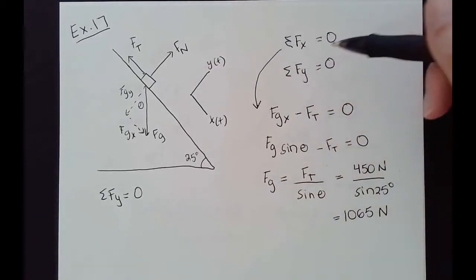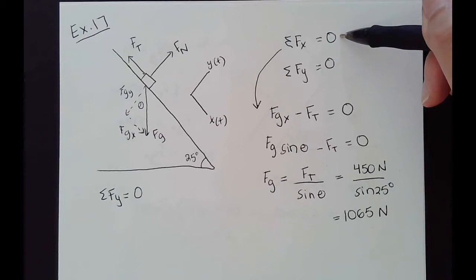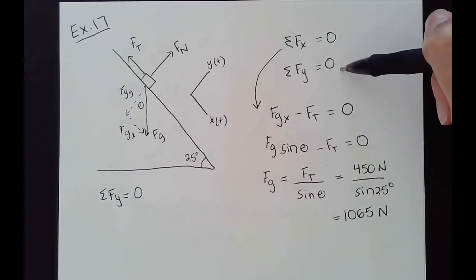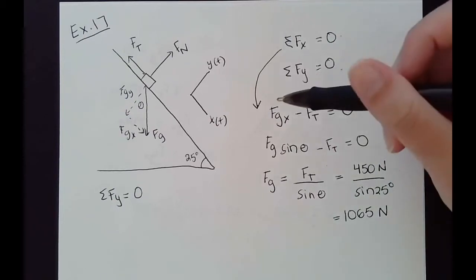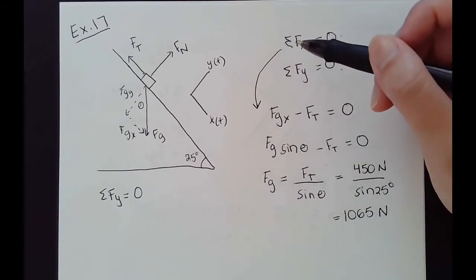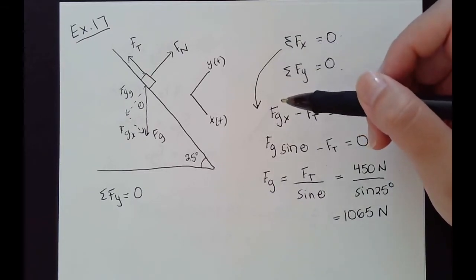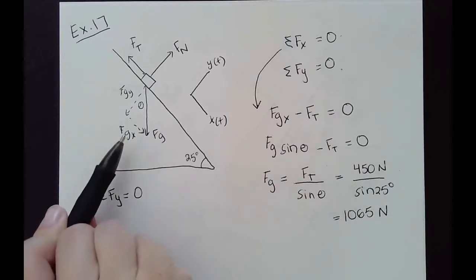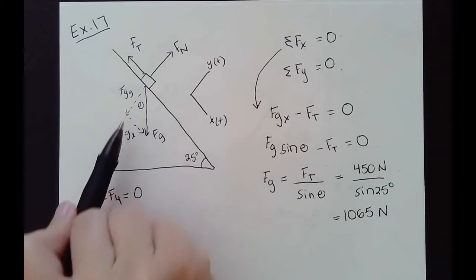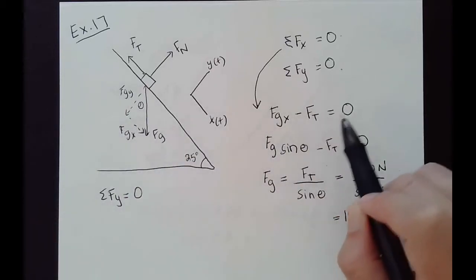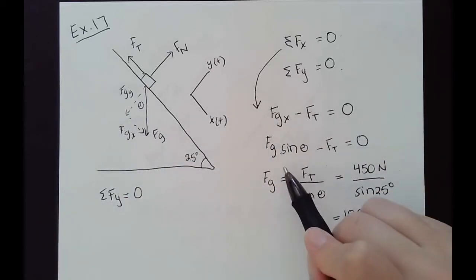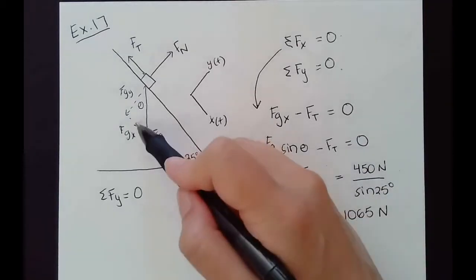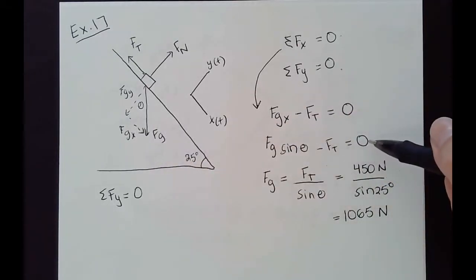And since this mass is at rest, we have the net force in the x direction and the net force in the y direction equal to 0. Since we know the tension force, we can use the x direction this time in order to find the mass of the object. So in the x direction, I've drawn an arrow down here. We have only this x component of gravity, Fgx, and the tension. So Fgx minus Ft equals 0, which is Fg sine theta, since it's opposite again, minus Ft equals 0.